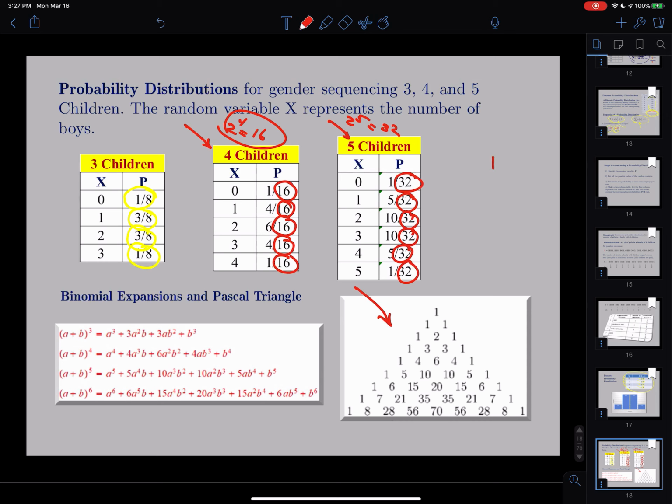You write 1, 1, 1. That's how you start. You start with a 1. You add the top 2 numbers, and you end with a 1. Start with a 1. Add the top 2 numbers. Add the top 2 numbers, and end with a 1.